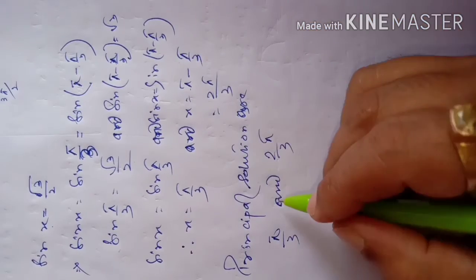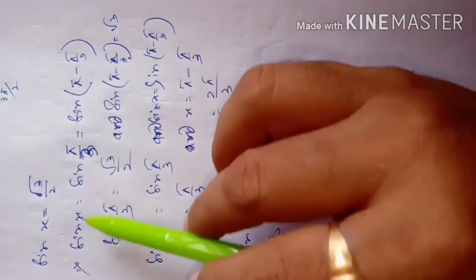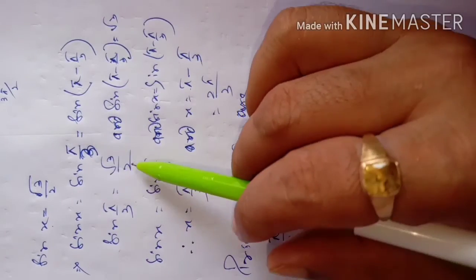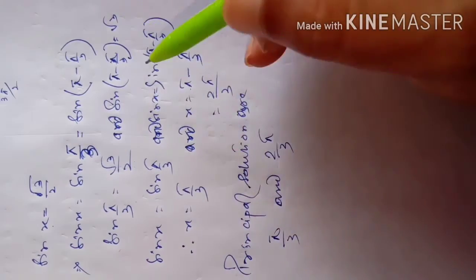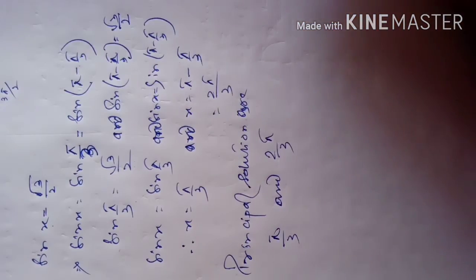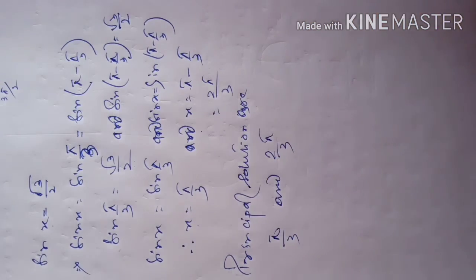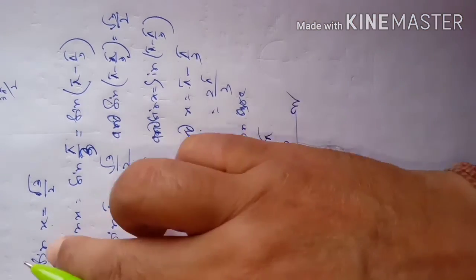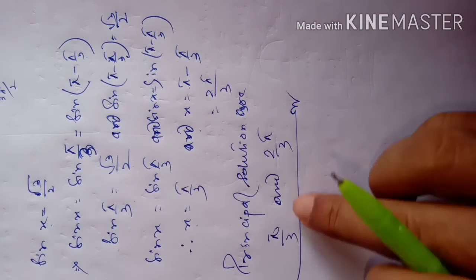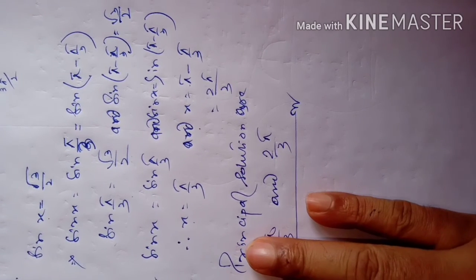So both can satisfy. So that's why you will say sine pi by 3 is also root 3 by 2 and sine of pi minus pi by 3 is also root 3 by 2. Okay. So then we can say that x equal to pi by 3 and x equal to 2 pi by 3. For both these values, sine x equals root 3 by 2. So these two solutions can be said as principal solutions. Okay, dear students?